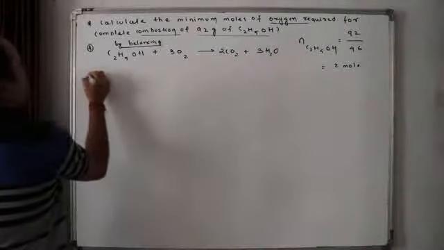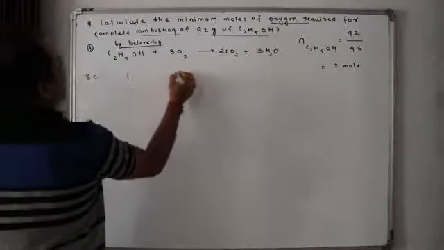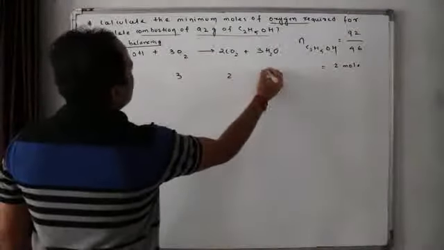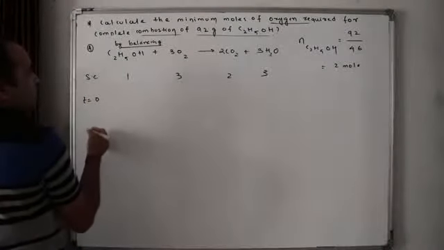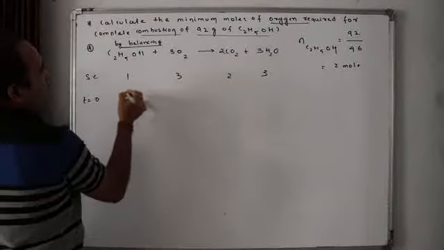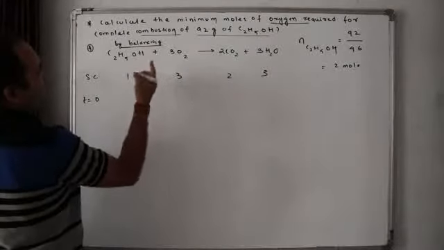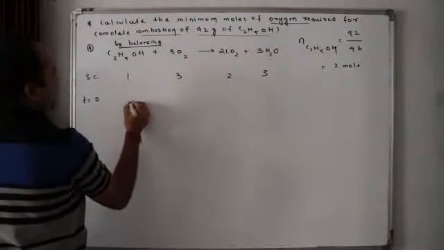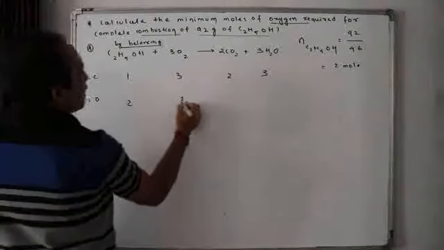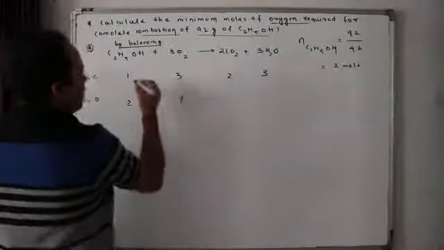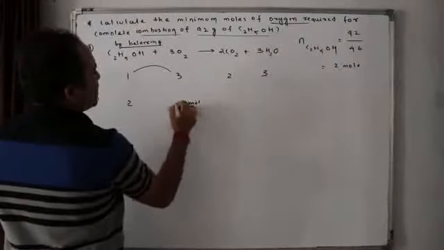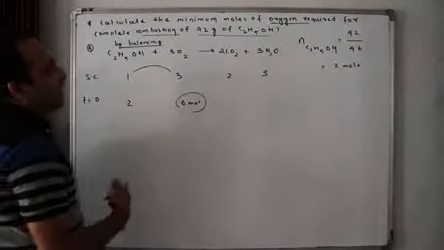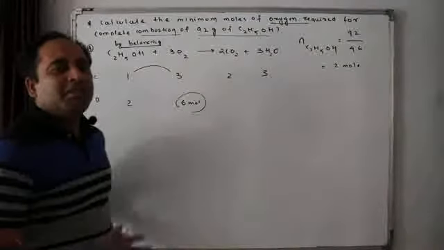Normal stoichiometric coefficient: 1 mole plus 3 moles gives 2 moles of CO2, 3 moles of H2O. How many moles of oxygen are required, the minimum moles of oxygen required for the combustion of 2 moles of C2H5OH? This is 2 moles. 1 mole requires 3 moles, 2 moles will require 6 moles. Answer is 6 moles. Done. Easy. This is by balancing.